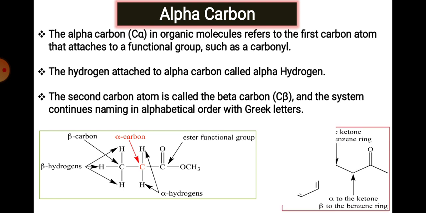Now in another example, one carbonyl group is directly attached to two carbons. Right and left, both carbons are alpha. After that comes beta, and then the phenyl ring. The carbon attached to the phenyl ring is not an alpha carbon; it is called a benzylic carbon.